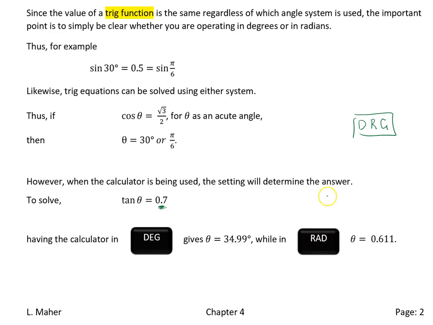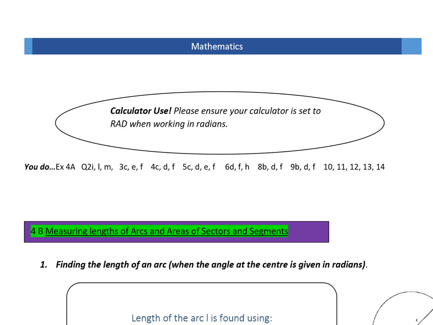If you then change the setting using this DRG button to radians and do tan inverse, remember, theta is tan inverse 0.7, you should get this 0.611, 0.6 of a radian. I will leave that for you to check that you can actually use your calculator correctly. And just a little reminder there that if the questions do indicate that you're to give your answer in radians, please ensure your calculator is set to radians.